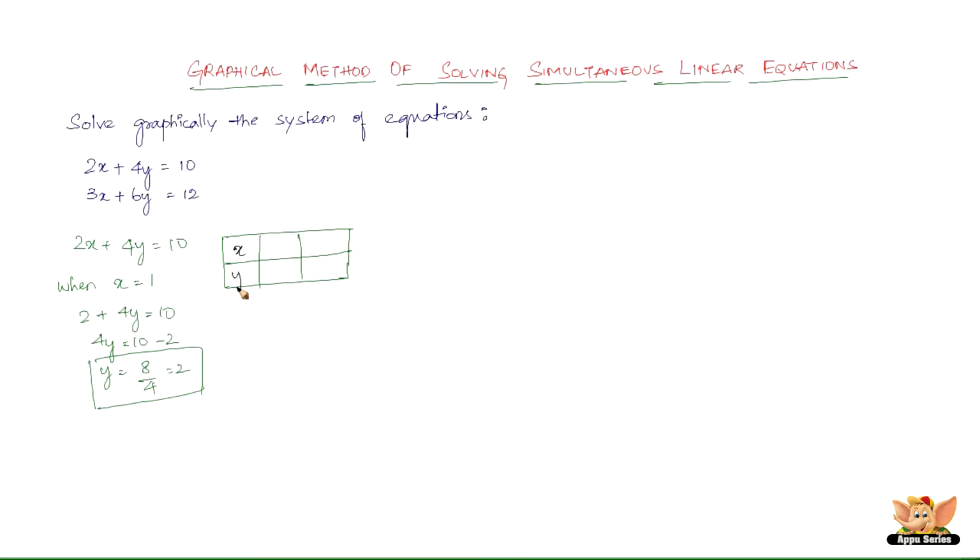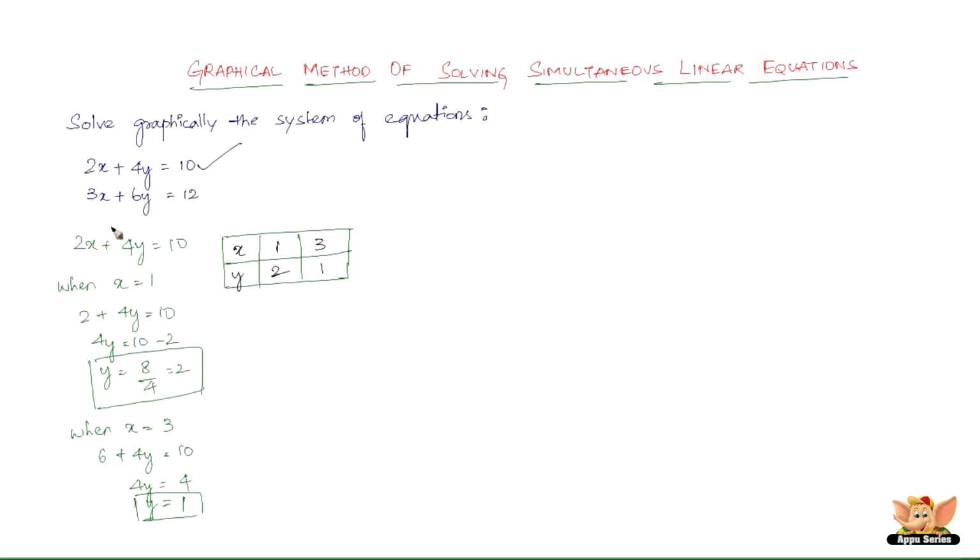So we get y equals 2. So this is x and this is y. So when x is 1, y is 2. Now let us see what happens when x equals 3. When x equals 3, 2 times 3 is 6. So 6 plus 4y equals 10. 4y equals 10 minus 6 is 4. So y equals 4 divided by 4, which is 1. So we've got y equals 1 when x is 3. So when x is 3, y is 1. So here we've got two sets of solutions for the first equation.